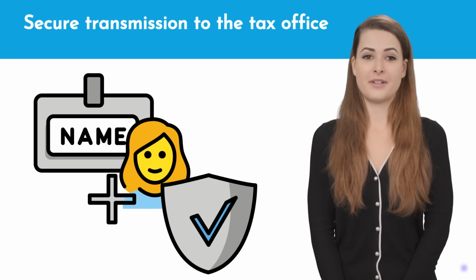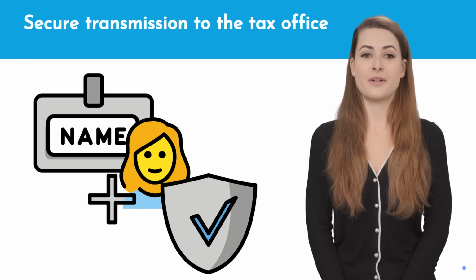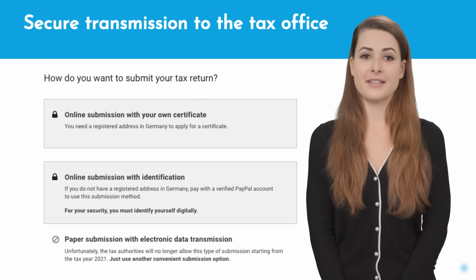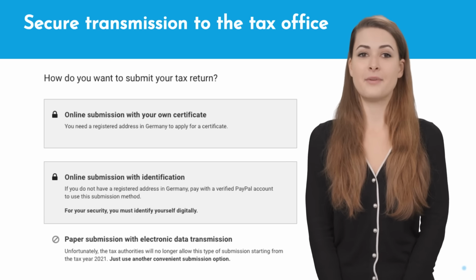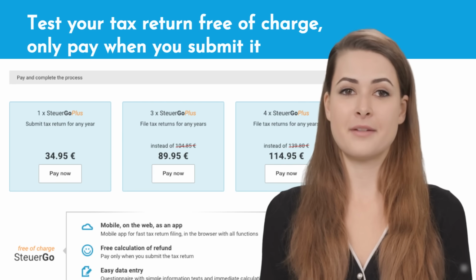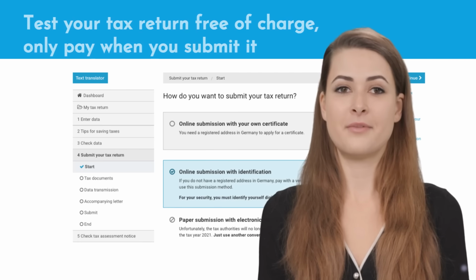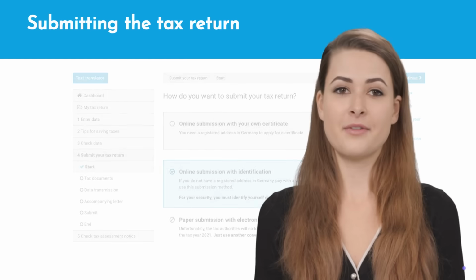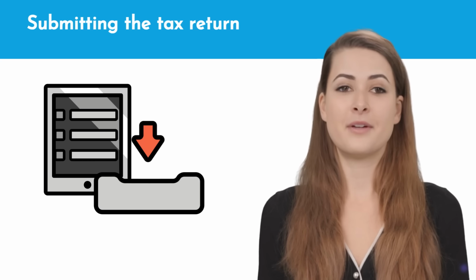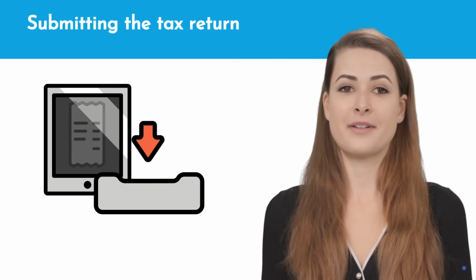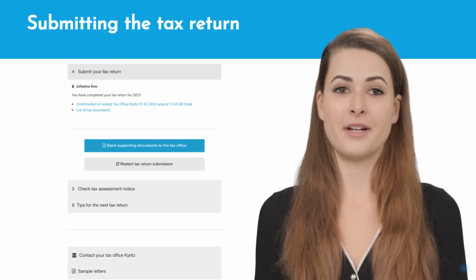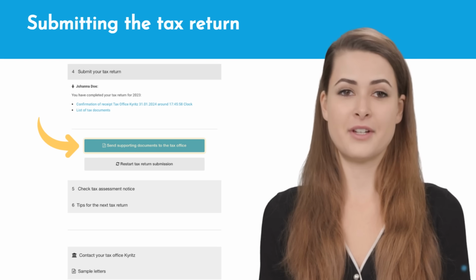To submit your tax return, you have to identify yourself for your security. This can be done either with your own Elster certificate or you can identify yourself via SteuerGo. Once payment has been made, you can submit your tax return online to the tax office. As soon as your tax return has been successfully received by the tax office, you will receive a confirmation of receipt and a list of the supporting documents that you should send to the tax office or keep. If necessary, you can use the online document submission function of SteuerGo.